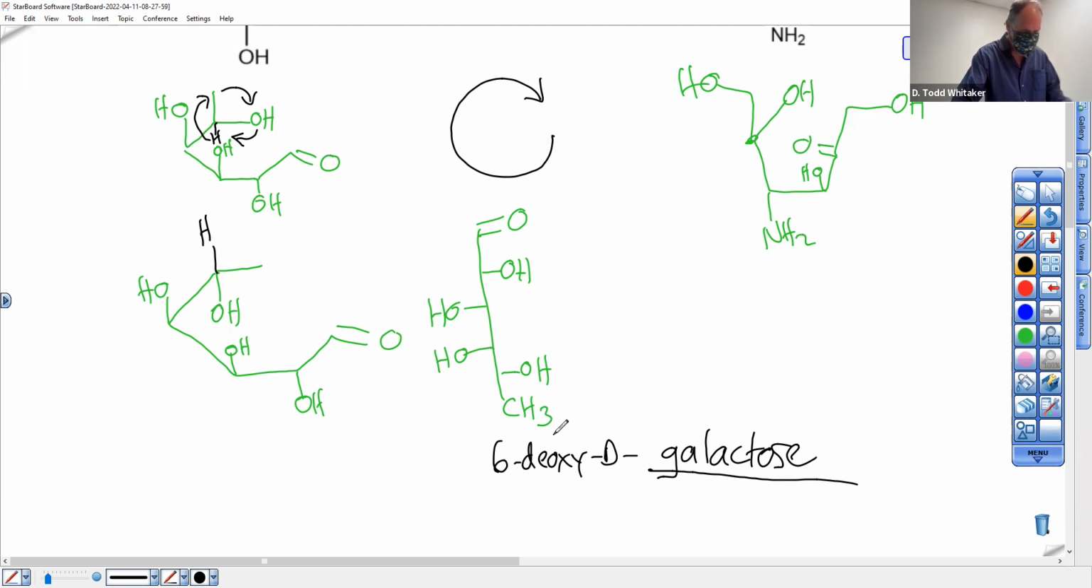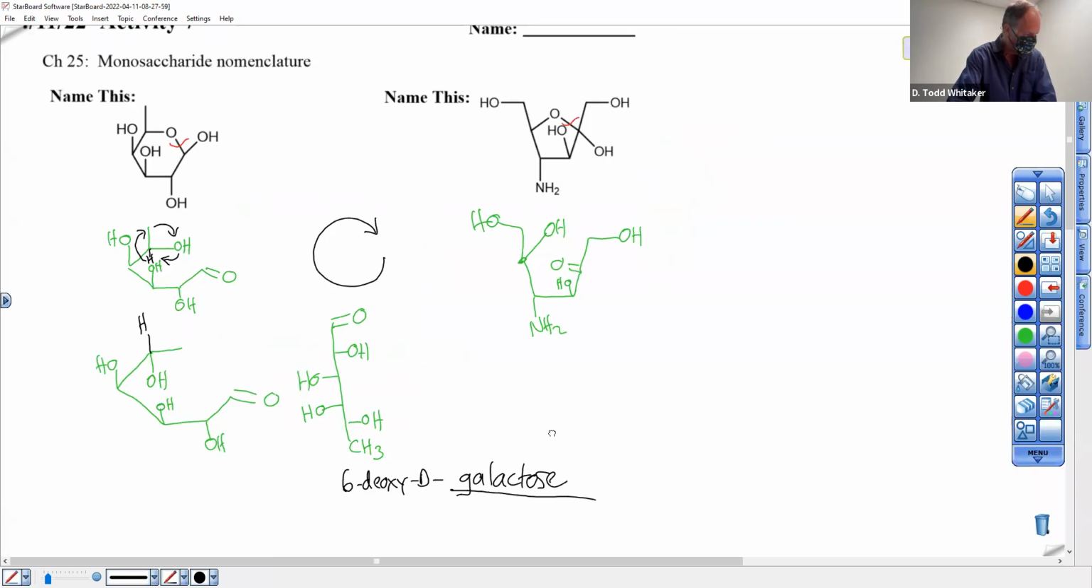And I'm ready for my name, but I need to see the original now. I didn't put a methyl. She asked, why did I put a methyl there? Well, I didn't. There was a methyl from the original question. And the only reason there's not an OH on there is because this is a deoxy on position 6. That will be in the name.